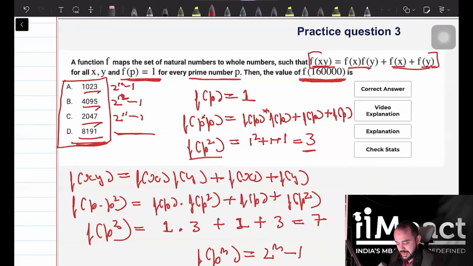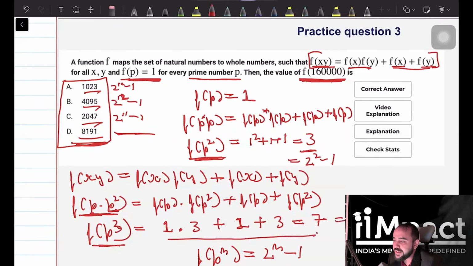So basically I found f(p²) as 3. I can write 3 as what? 2² minus 1. I then used p² and p to find f(p³). That I got as 7, which is 2³ minus 1. At this point I can make an educated guess. And that is exactly what we have done. Alright?